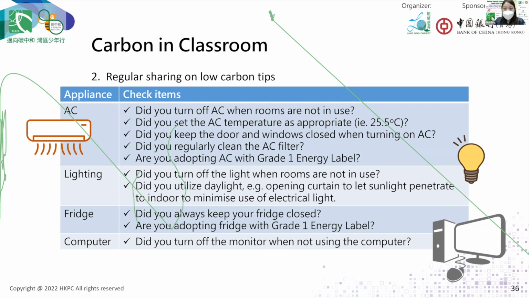utilize daylight, like opening the curtain to let sunlight penetrate and minimize the use of electrical light? Or do you always keep your fridge closed? Or are you adopting a fridge with a grade 1 energy label, etc.?